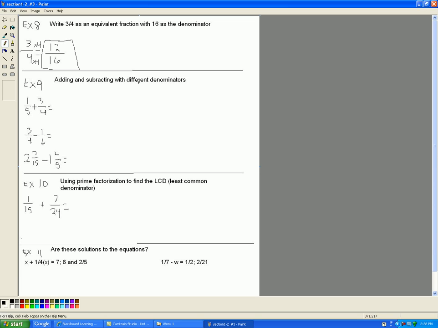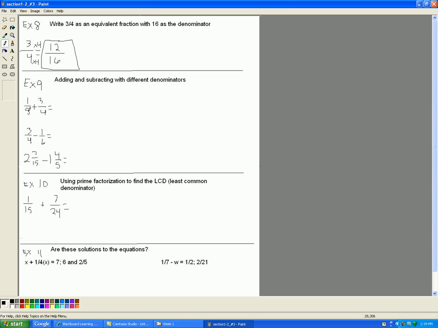Now we're going to go ahead and do addition and subtraction with different denominators. This violates the number one rule I mentioned about adding and subtracting fractions. They have to have the same denominator. So in order for these to get the same denominator, we have to do a little thinking. We have to say, okay, how can we get the bottom numbers the same? Well, we have to think of factors and multiples.